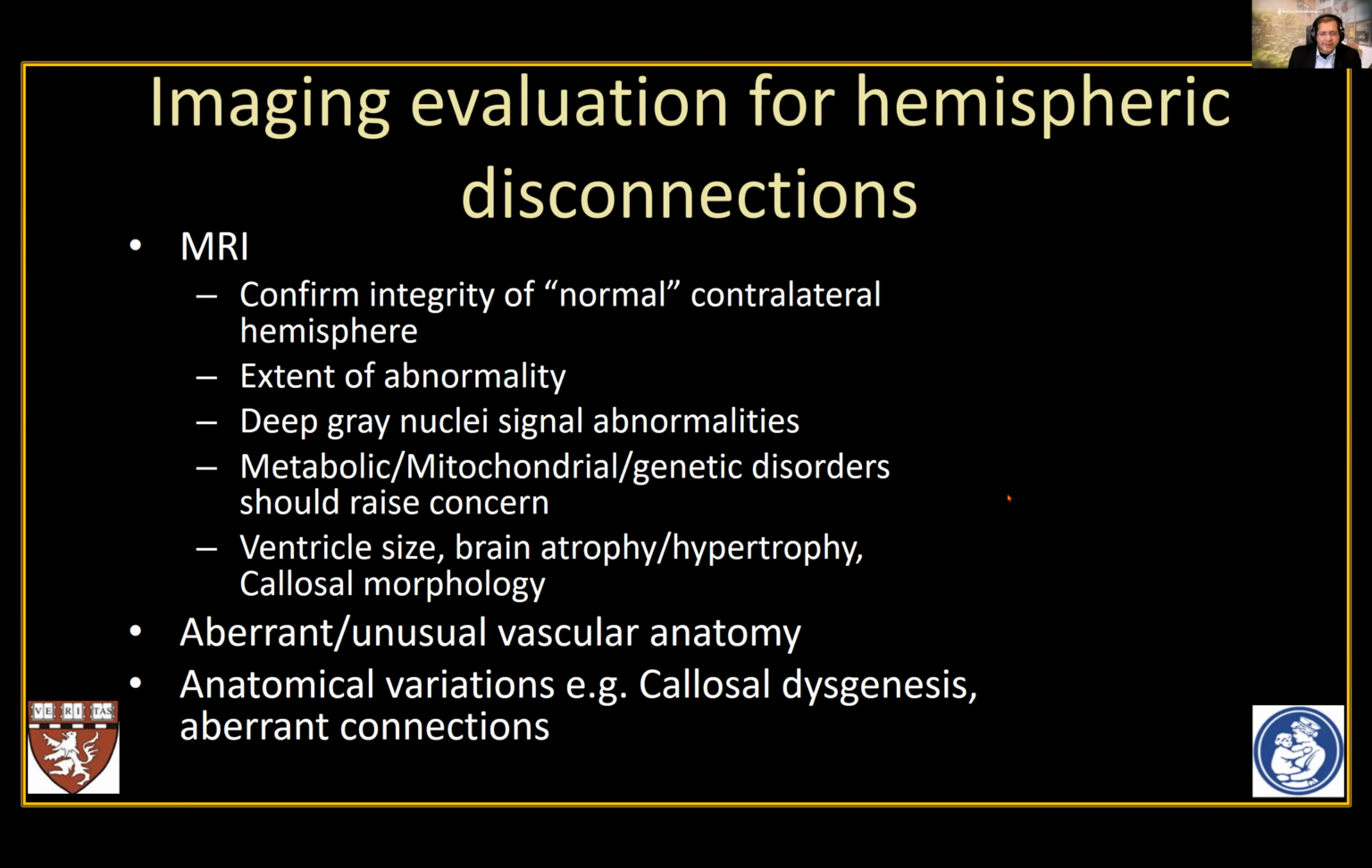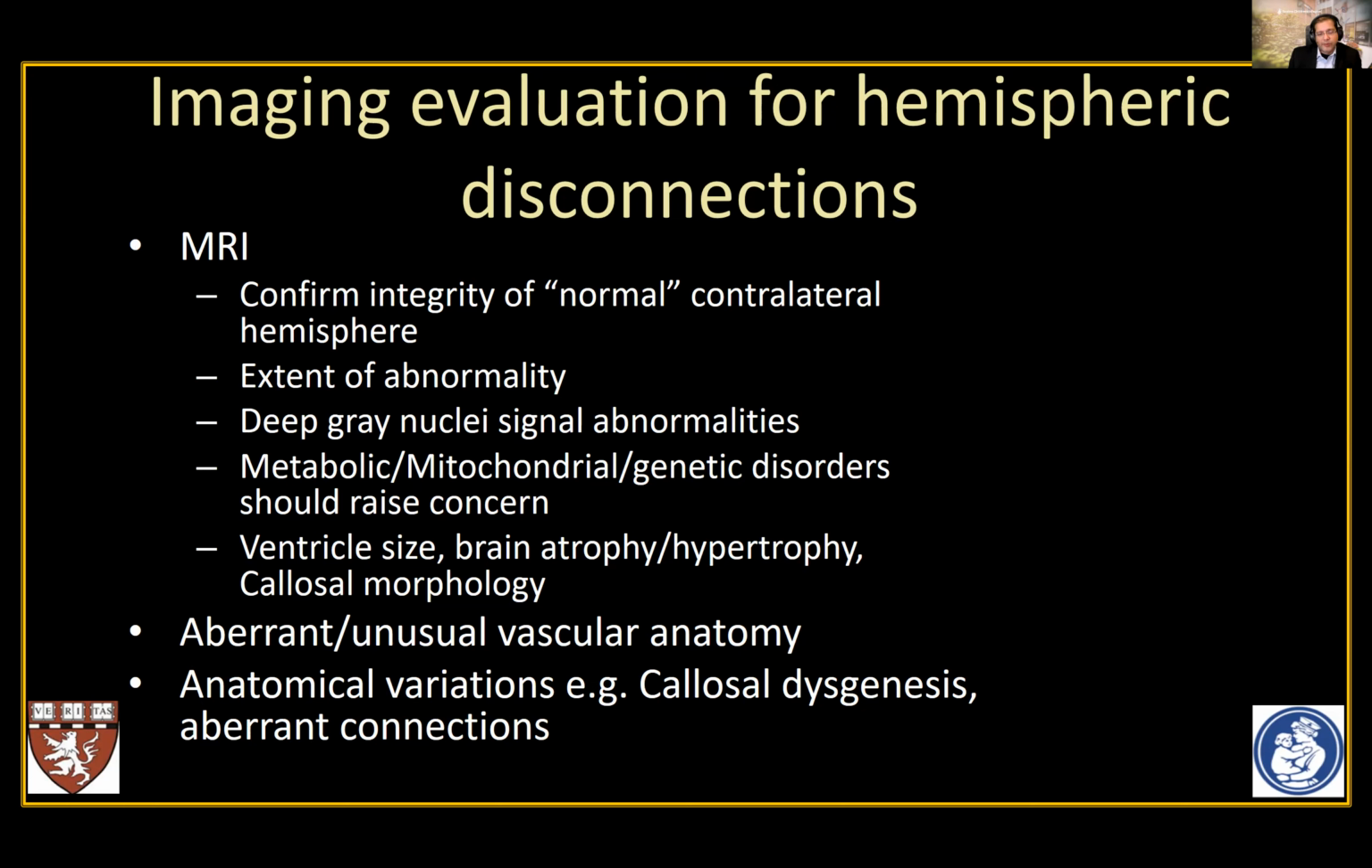In addition to looking at the contralateral hemisphere, you also want to look at the extent of abnormality, to see if there's an option for a more focal procedure like a quadrantectomy or a disconnection procedure, which does not involve the entire hemisphere. Also look for clues for other disorders like metabolic or mitochondrial conditions or genetic disorders, which will raise concern because you might have a more global process affecting both hemispheres.